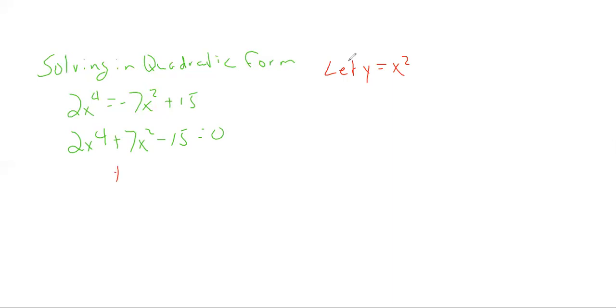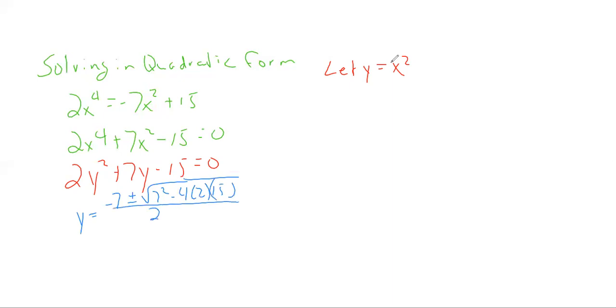I'm not going to try and mess around and factor this thing. It doesn't look fun to me. So what I'm going to do is use the quadratic formula. I'm going to say y is going to be equal to negative 7 plus or minus the square root of 7 squared minus 4 times 2 times 15, all over 2 times 2.